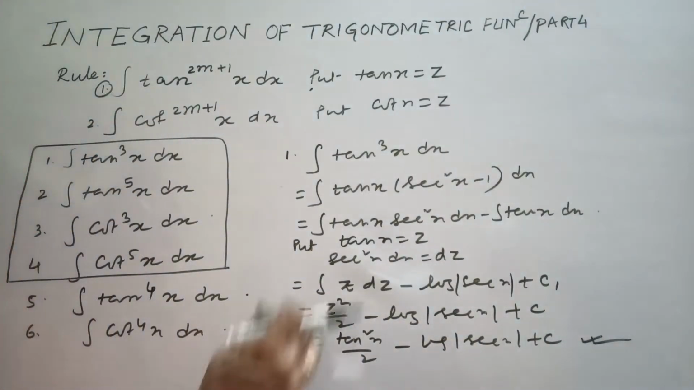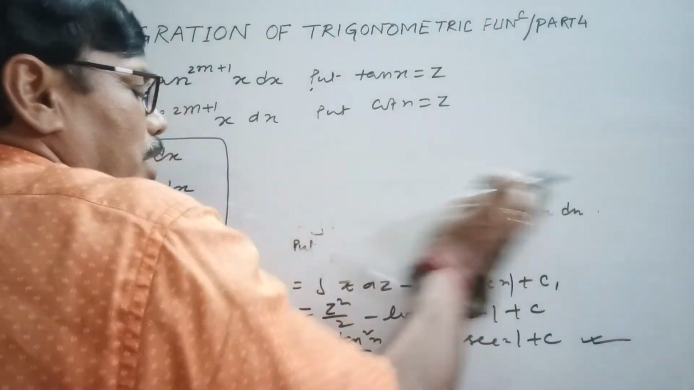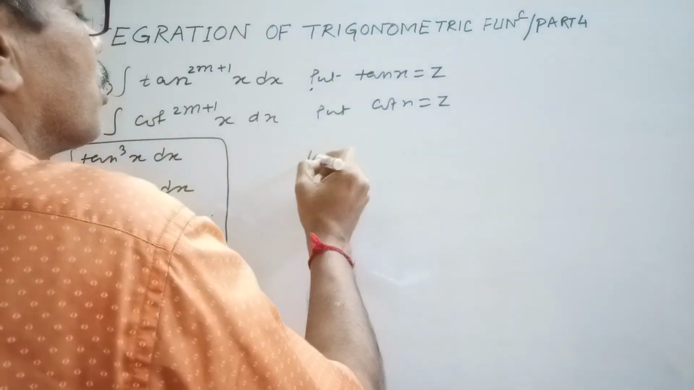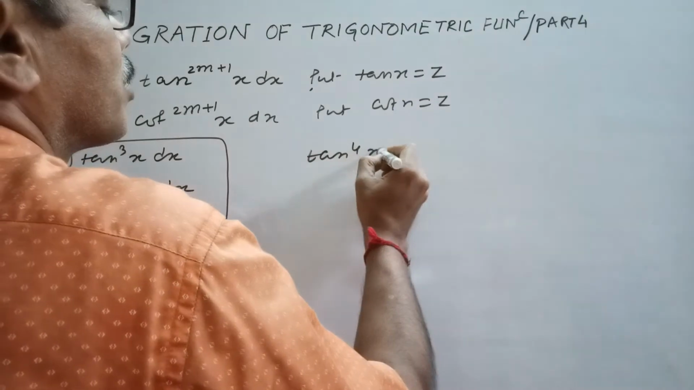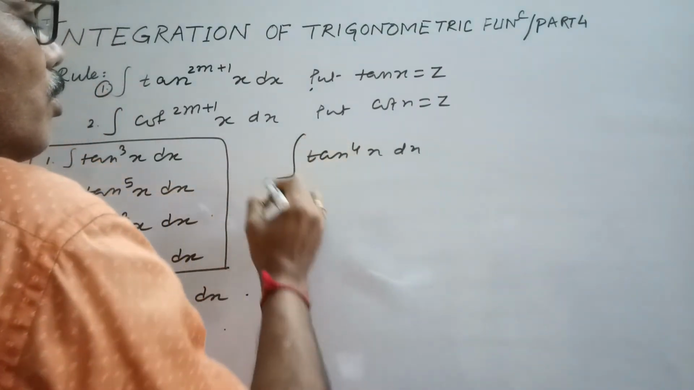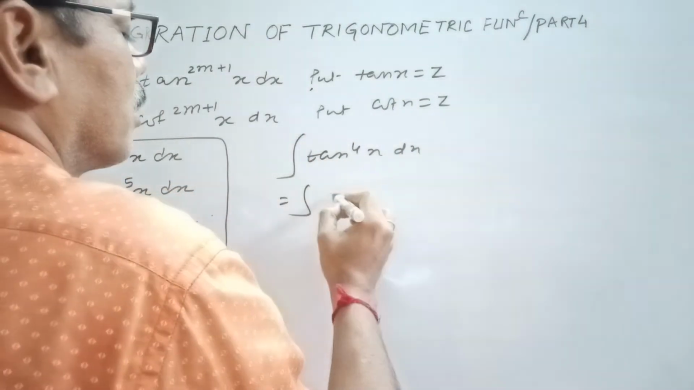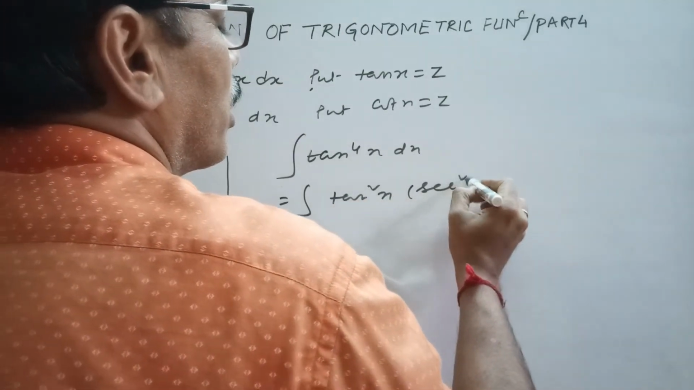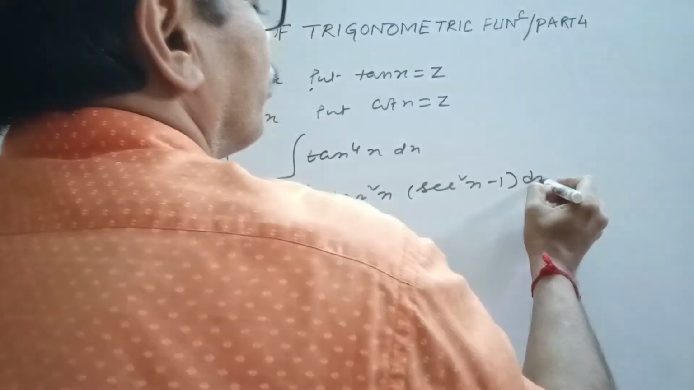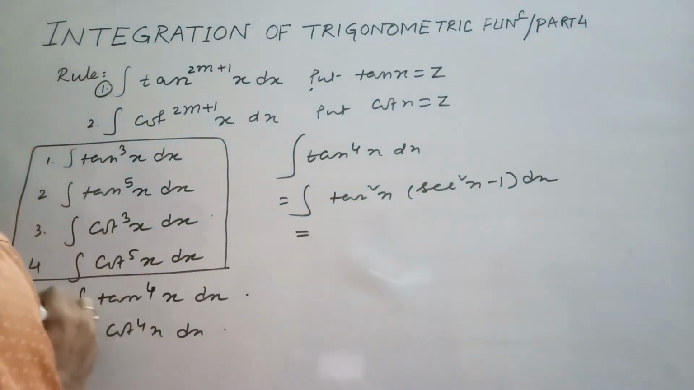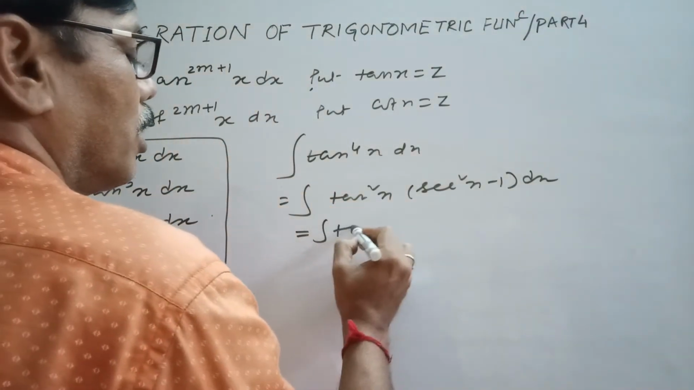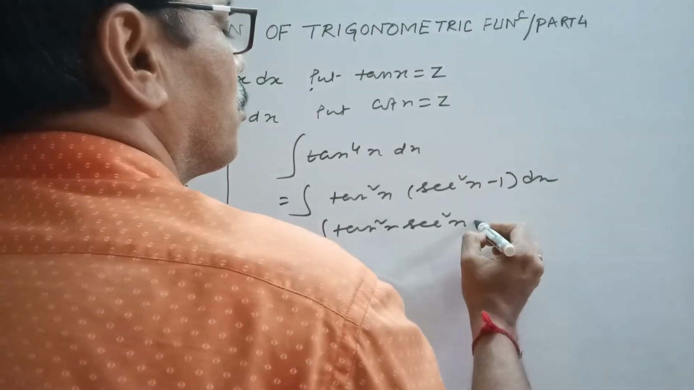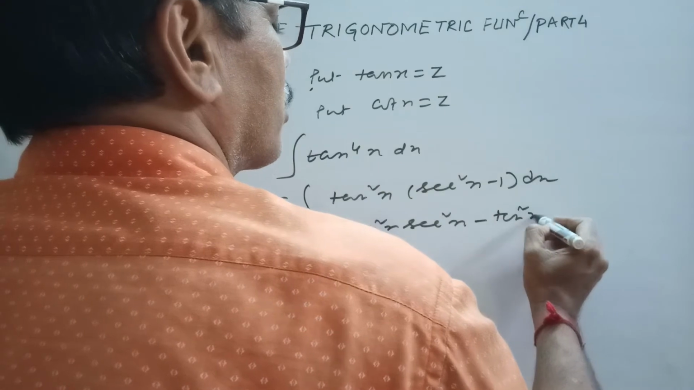So similarly, if the power of tan is even, suppose tan to the power 4x dx. So you can write it as tan square x into sec square x minus 1. This is problem number 5. Tan square x into sec square x minus tan square x dx.